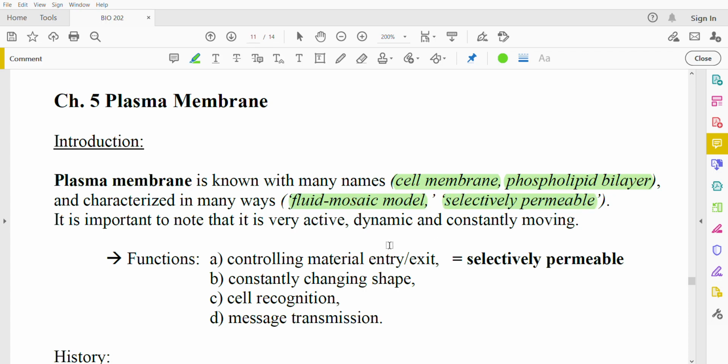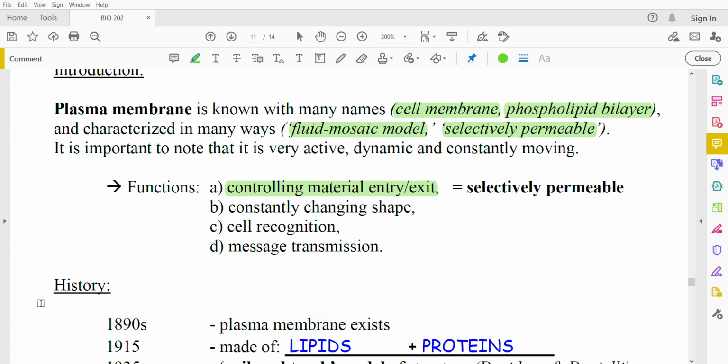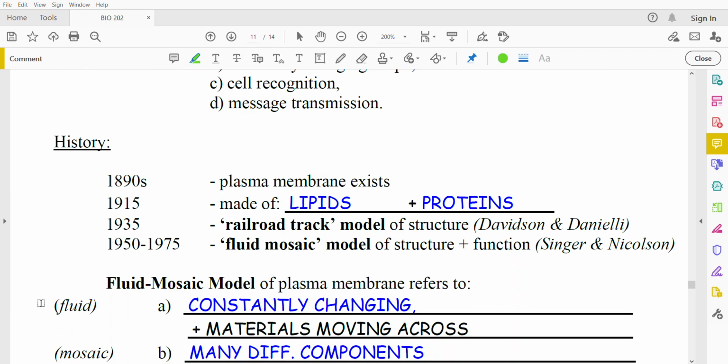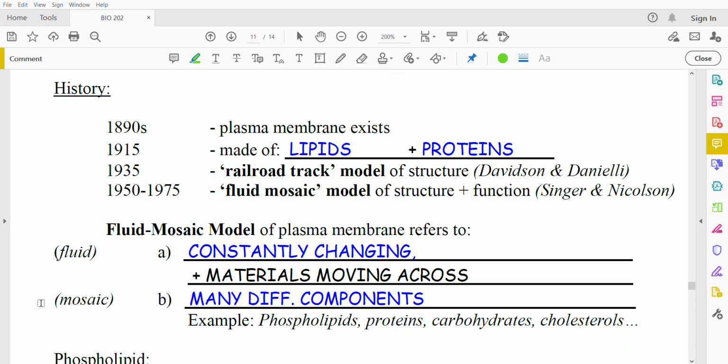Selective permeability means that some materials can enter and other materials can exit, but other materials cannot enter and some materials cannot exit the cell. So plasma membrane is also selective in that sense. So it's really an important structure if we think of the cell's function. And we talked a little bit about the history of the discovery or definition of the plasma membranes. We noticed that it took quite a lot of time for us to have the machinery that allowed us to study the plasma membrane in greater detail.